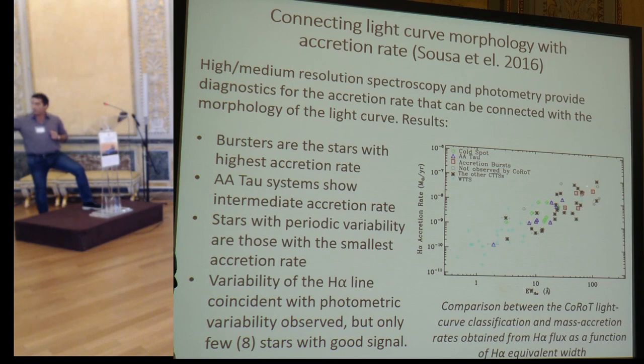Bursters are those that are accreting more, dippers are those accreting in an intermediate way, and stars with periodic variability are those accreting less. So you have a lot of information on what's going on in the inner part of the system. They tried to understand how all the signatures of accretion were varying during the optical variability of the star, but unfortunately there were just a few stars in which this kind of study was possible to do.